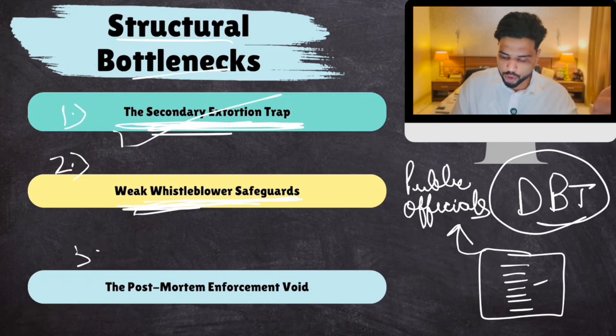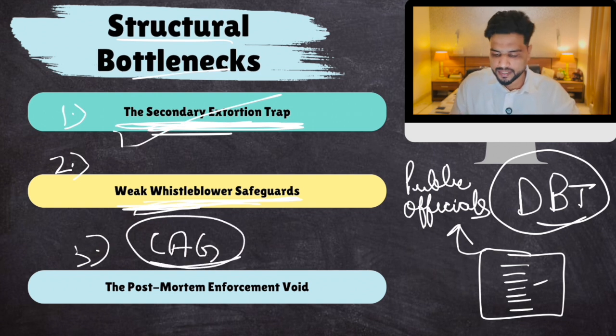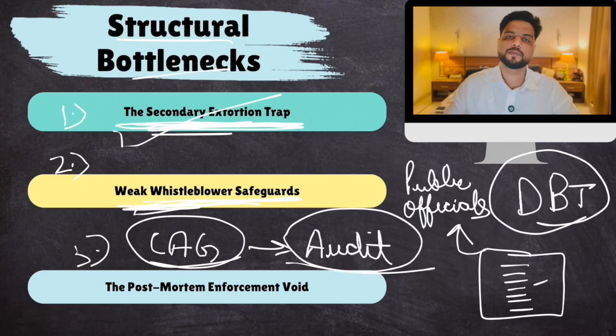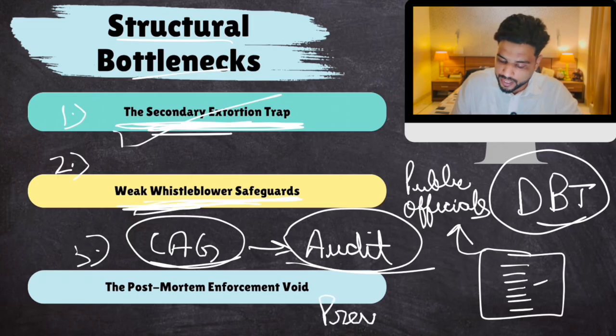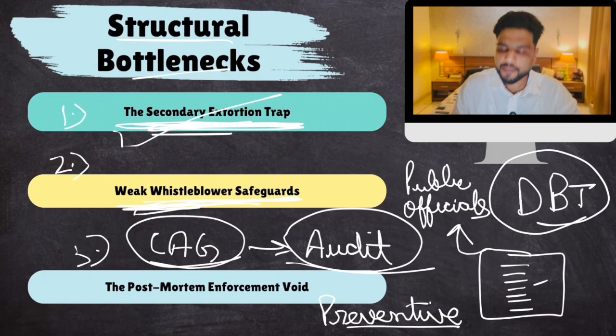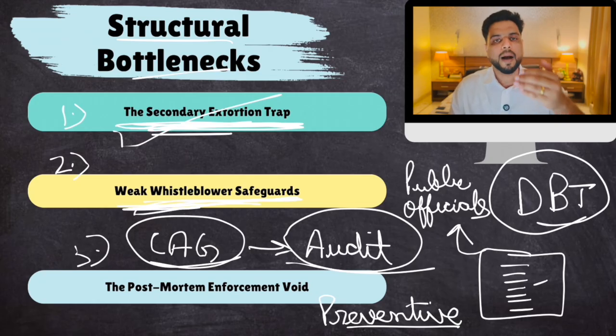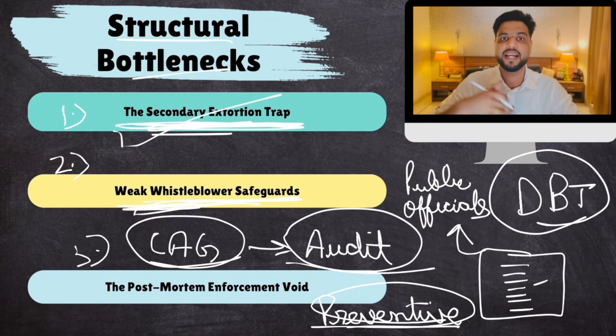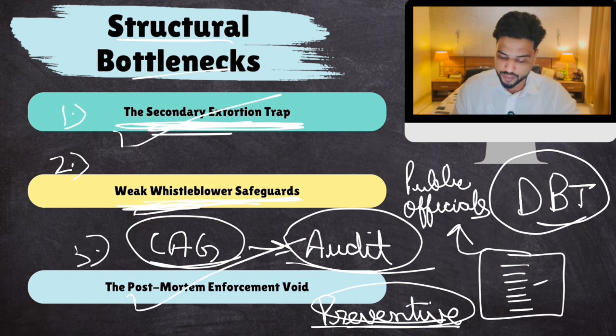And then the post-mortem enforcement void. The problem is that, well, we talked about CAG. CAG is important, but CAG does audit. What do you mean by audit? That once spending has been done, then CAG comes into the picture. It doesn't come into the picture beforehand. So it is not a preventive organization. Once corruption is done, then it comes into the picture. We need someone to come before the process of corruption, so that it can be prevented. We want a preventive system, not a curative, later, post-mortem system. Okay, so this is an issue.